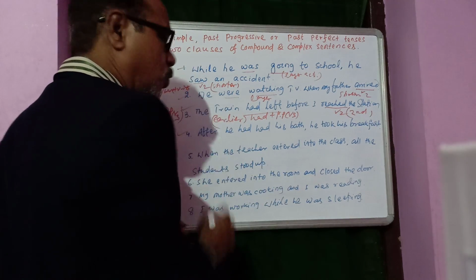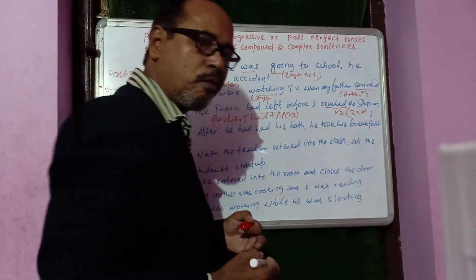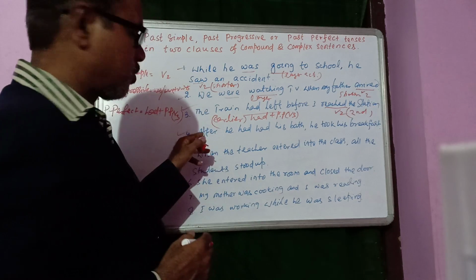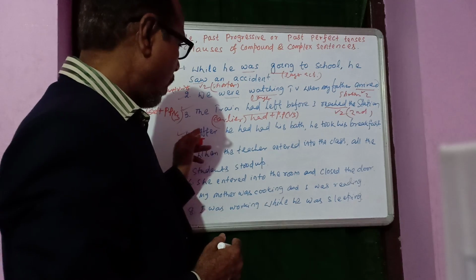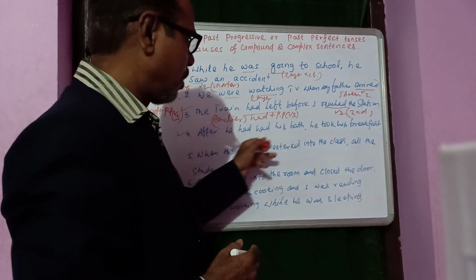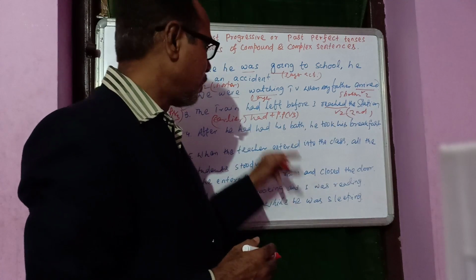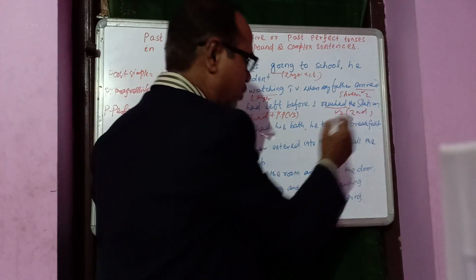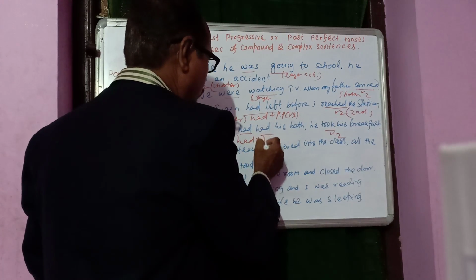Now the fourth example: After he had heard his word, he took his breakfast. This is one clause. After is the subordinator, a subordinating conjunction. After he had heard his word is the subordinate clause. He took his breakfast is the main clause. Here you see "had heard", and in the main clause, "took" is V2, while this one is had plus PP.